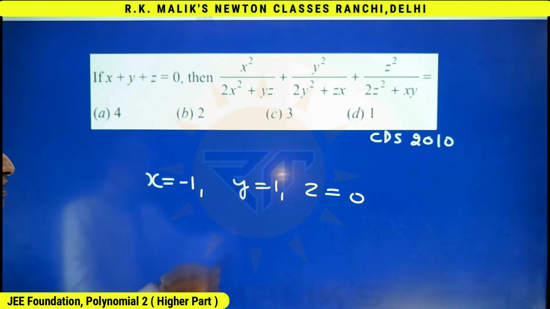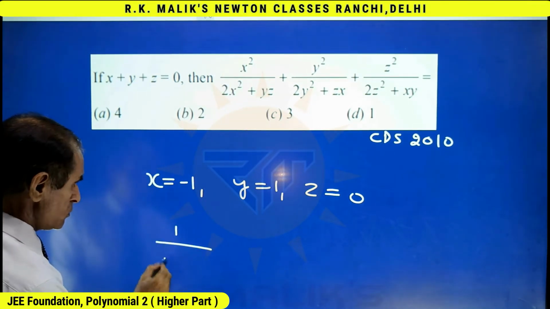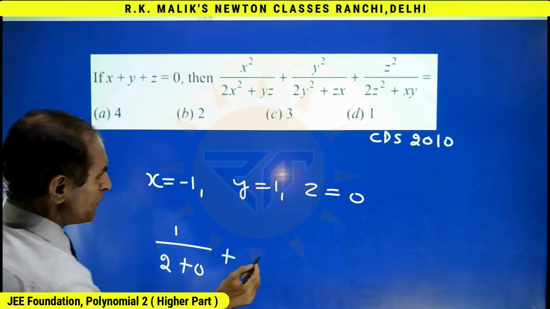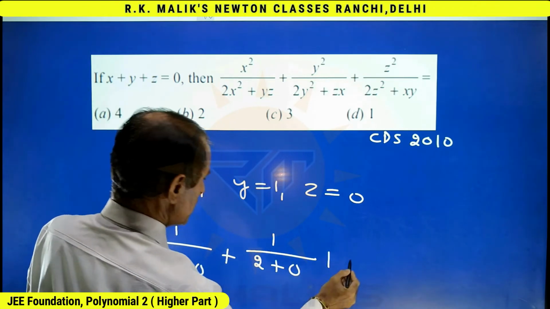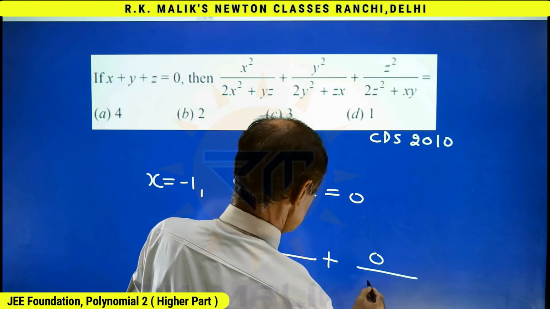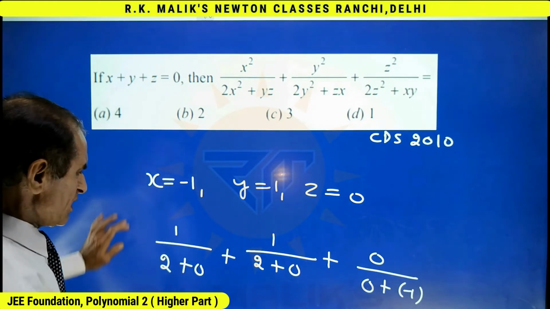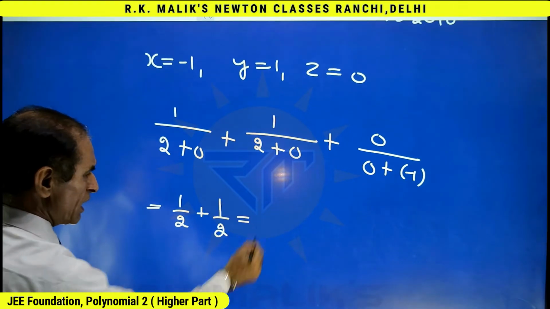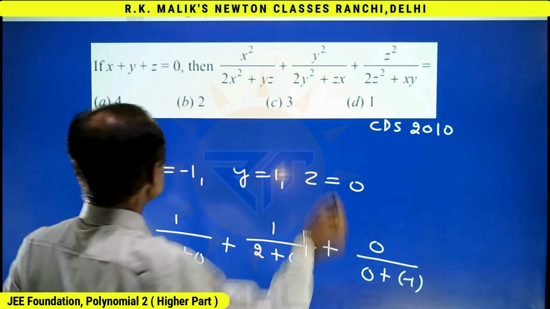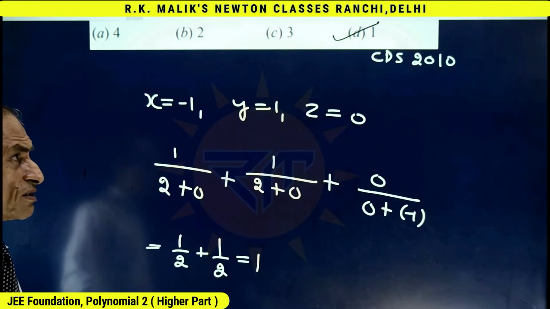And if you take these values and put them here, obviously you will get 1 upon 2 plus 0 plus 1 upon 2 plus 0 plus 0 upon 0 plus -1. That is, you will get 1 by 2 plus 1 by 2. Answer is 1. Hence you can see D is the correct choice. Isn't it very simple as compared to the normal way?